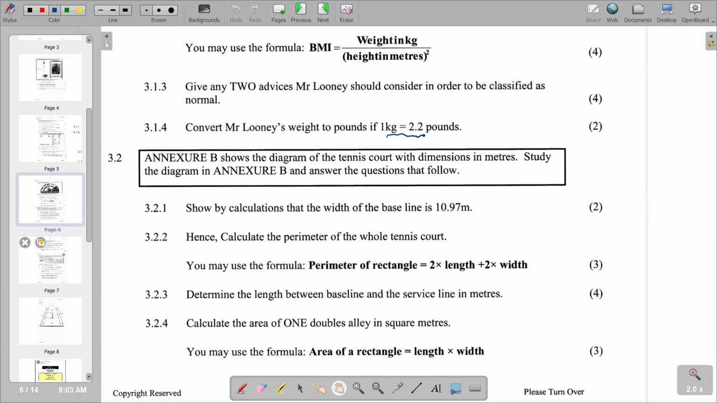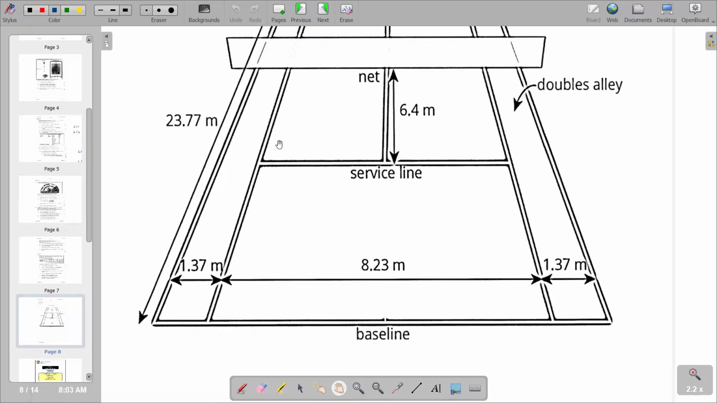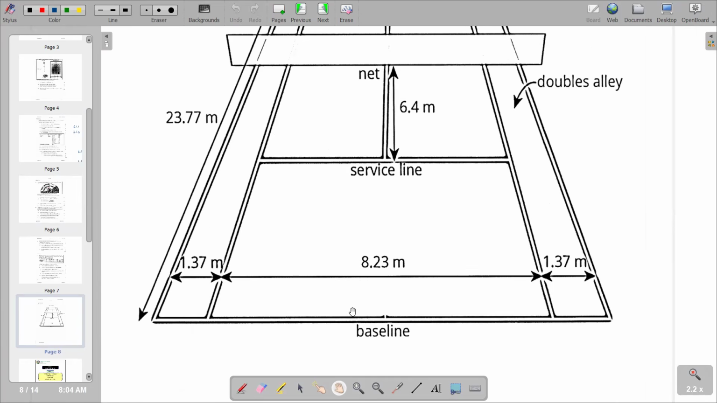So we go to the Annexure. And then the width of the baseline, we have got the baseline here. So we can see that we have the width starting from here, and then we get 8.23 meters, and then we add again 1.37 meters. Then we get the total.